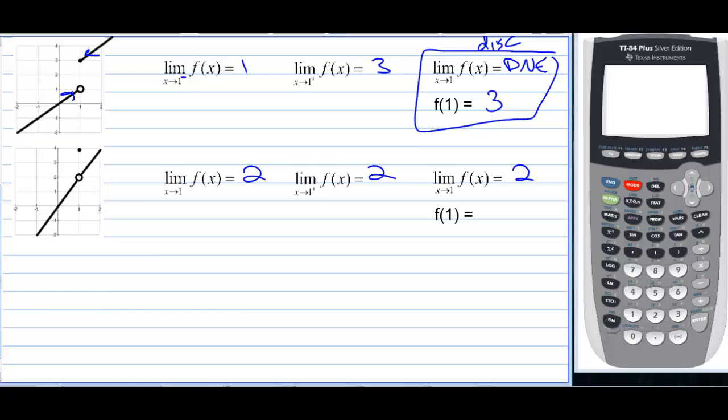It's approaching 2 from both sides, so the limit must be 2, but the function value is up there at 4. So they both exist, they're different, so there must be some kind of discontinuity going on there, and it's a removable discontinuity as well.